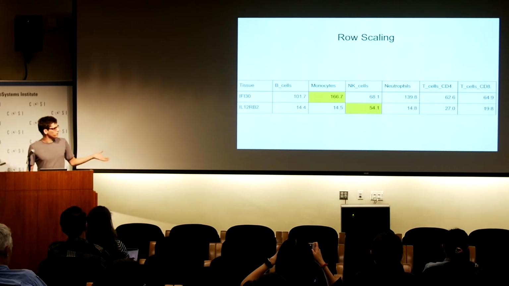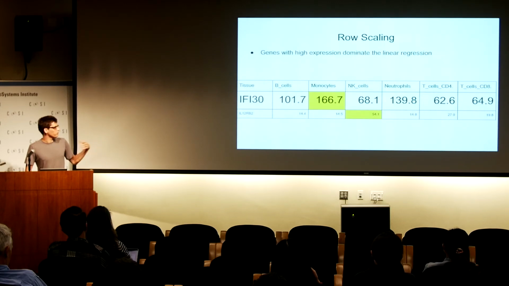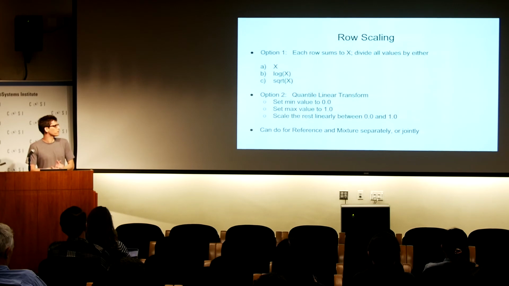But one thing that you'll notice is that the top one is much more highly expressed everywhere. And so if we put this into the linear regression as is, it's going to see it more like this, where it puts a lot of weight on this first one, and the second one is more or less ignored in comparison. So the goal of row scaling is to transform these vectors of expression values such that this effect is lessened. And so there's a few ways that we can do this.